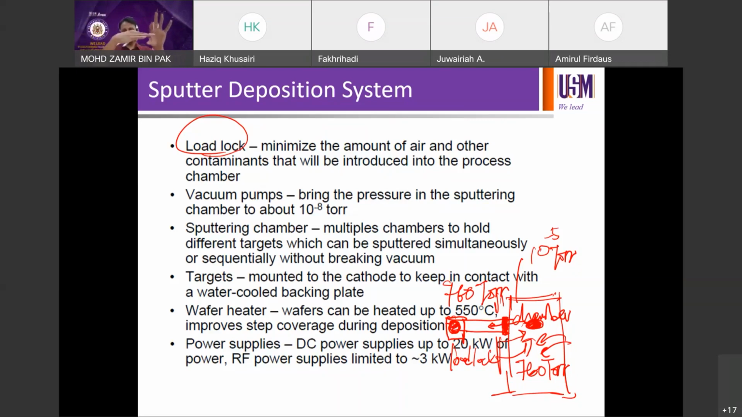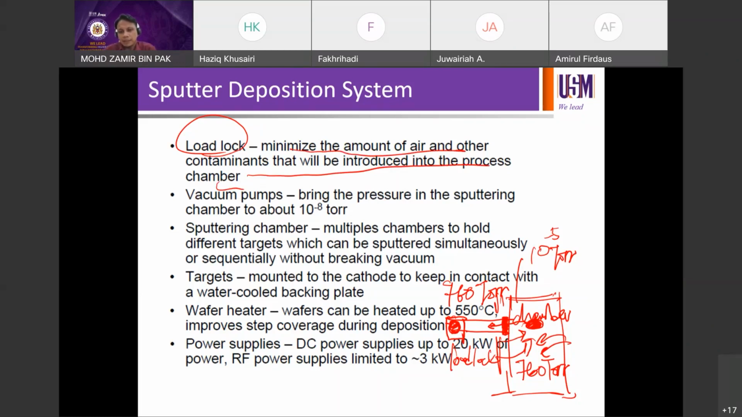As soon as it's done, you transfer it back into the load lock, then you vent the load lock, remove the sample, and put in the next one. So you are only venting and purging the load lock instead of the chamber, right? So that will protect the cleanliness of the chamber and minimize the amount of air and other contaminants introduced into the chamber. So this is the best way to run a vacuum system.